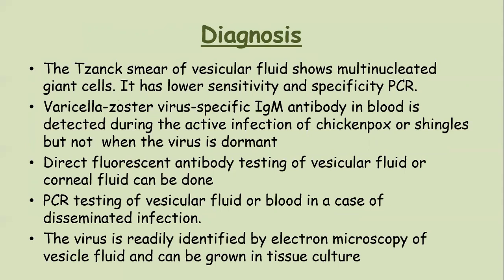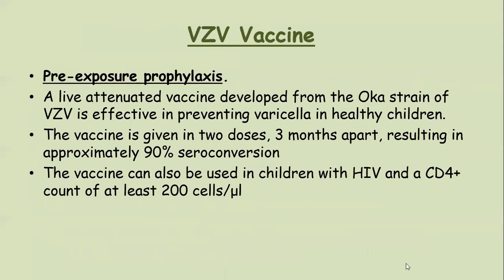Then the most commonly done procedure nowadays is varicella zoster virus immunoglobulin testing. If we find IgM in this serological test, then it shows an active infection of chickenpox or shingles, and IgG just shows antibody produced because of old infection. Direct fluorescent antibody testing of vesicular fluid or corneal fluid can be done. PCR testing of vesicular fluid or blood in case of disseminated infection. Virus is readily identified by electron microscopy of the vesicular fluid and can be grown in tissue culture.